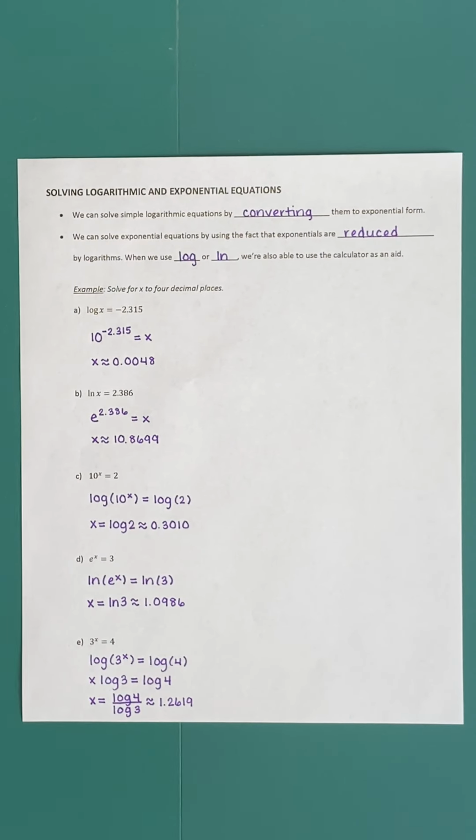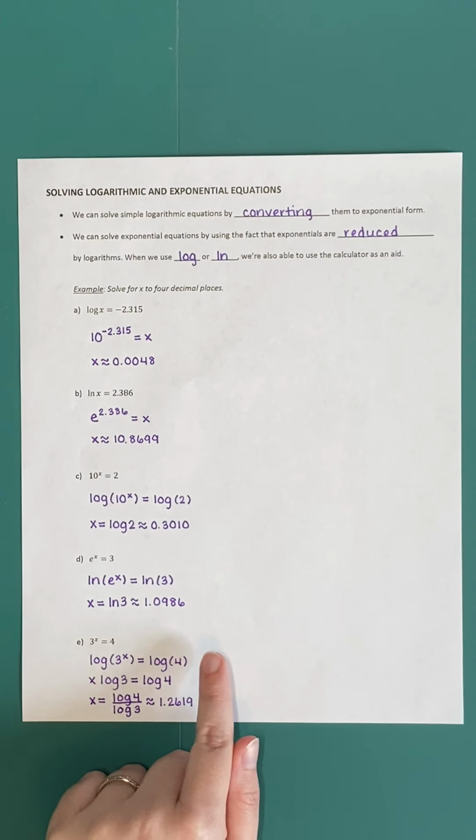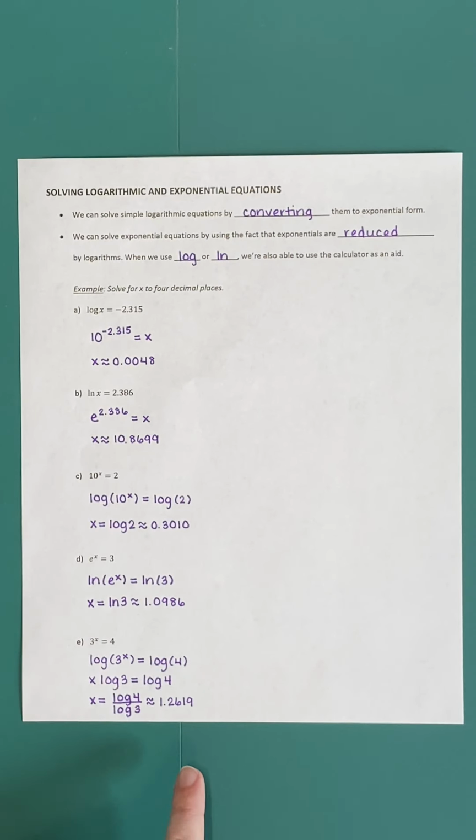Now I used log here. Why did I use log? Well, I used log because I had a button on the calculator for it. We also have a button on the calculator for natural log. So what if I had used natural log here instead? What would change? What would stay the same? Well, if I'd used natural log over here, natural log over here, okay, so those logs now become ln's.